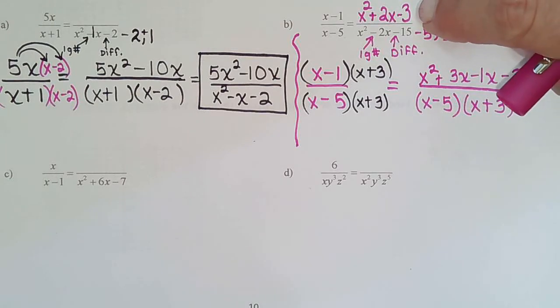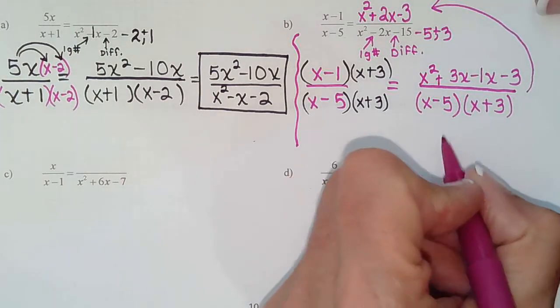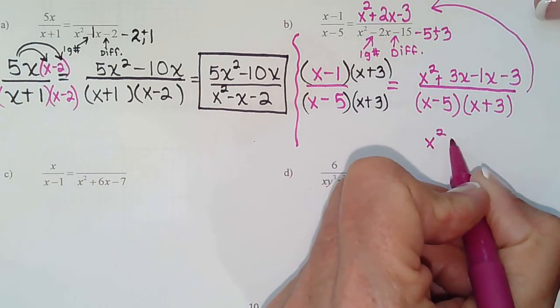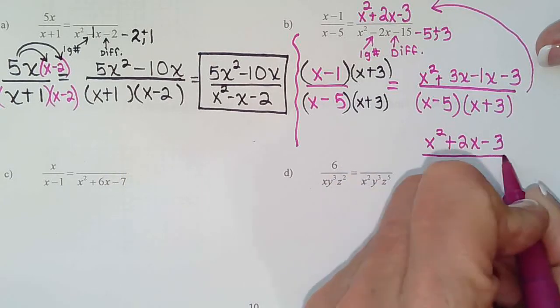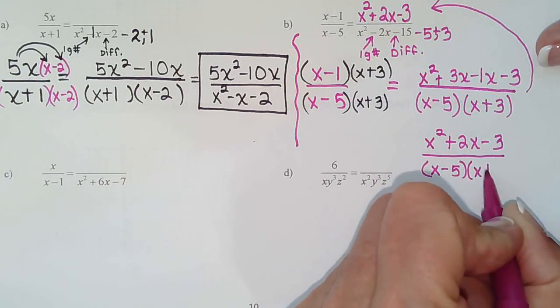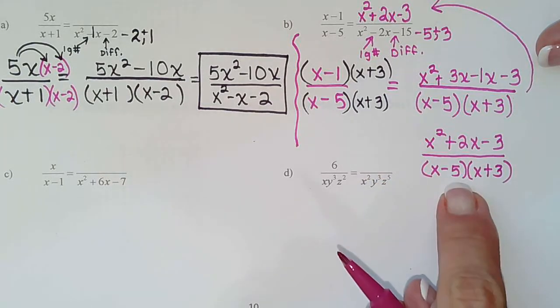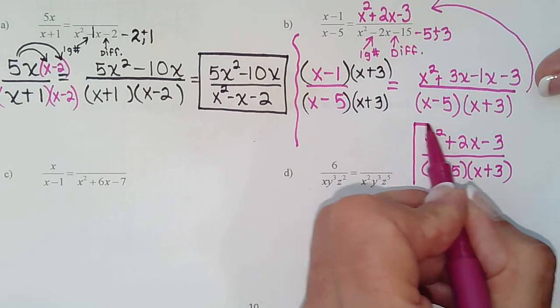So that's the numerator I need to have a common denominator. Or we could write it as x squared plus 2x minus 3 over the common denominator. So they're both exactly the same thing. This is the denominator factored. This is the denominator not factored.